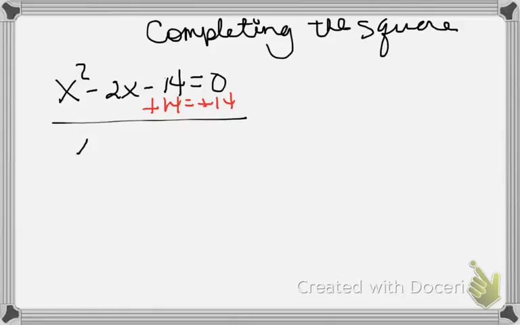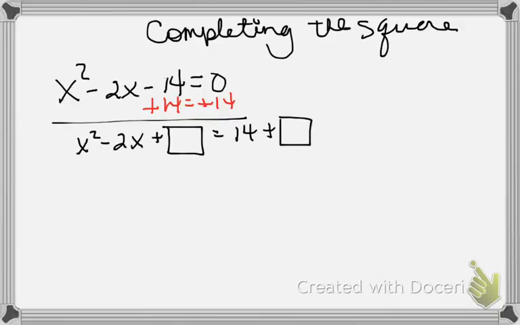So when I do this, I get x squared minus 2x plus, and we're going to put a box here, equals 14 plus another box, because I'm going to add something to both sides. I'm going to put it in to try to make it a perfect square. So what do I put in the box?